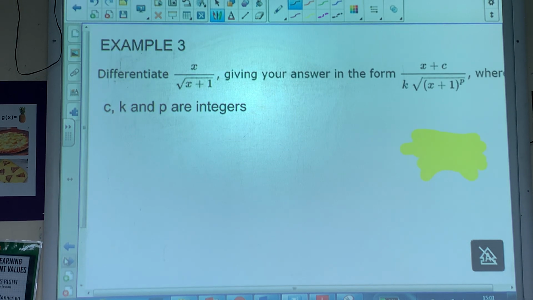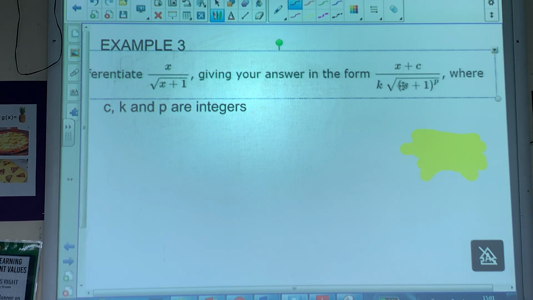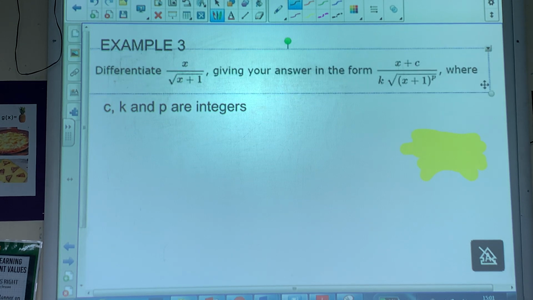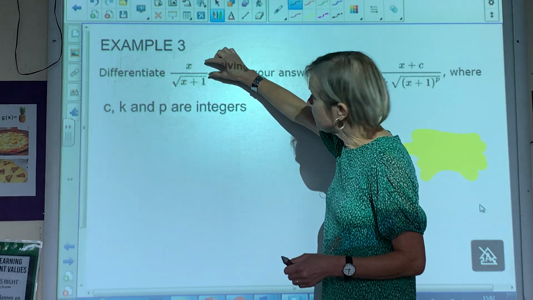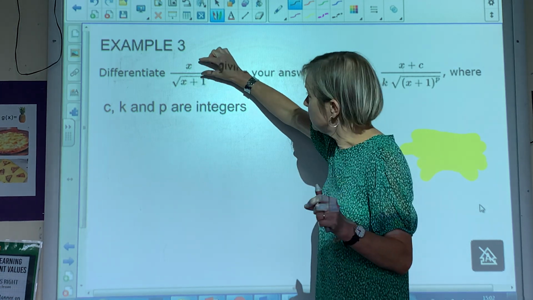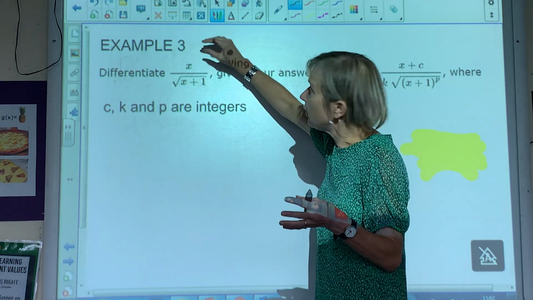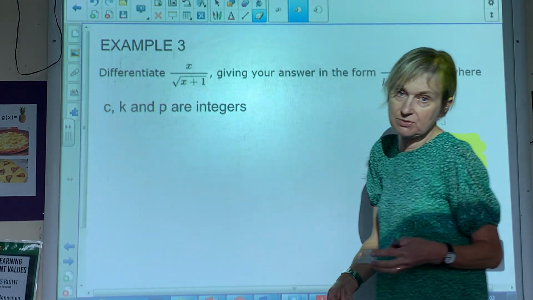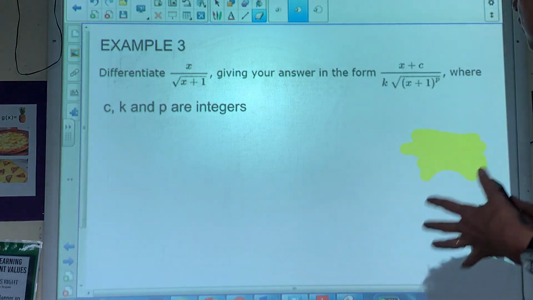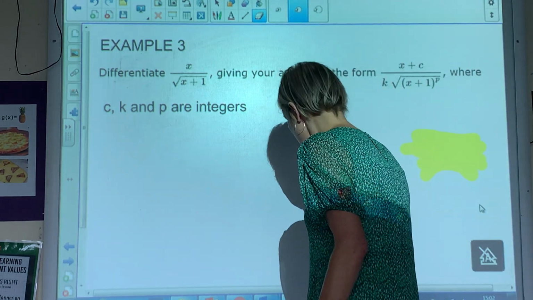Right, hard question. So differentiate this, giving your answer in this form, where k, c and p are all integers. Now again, you've got to differentiate something. It's not chain rule because you've got more than that going on. You haven't just got a function inside a function. You've got something divided by something else. So you have got a quotient. So we're going to use our quotient rule.